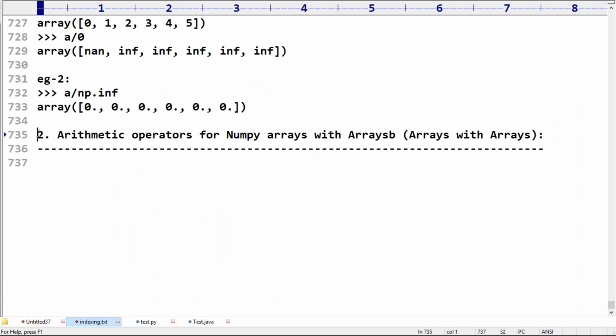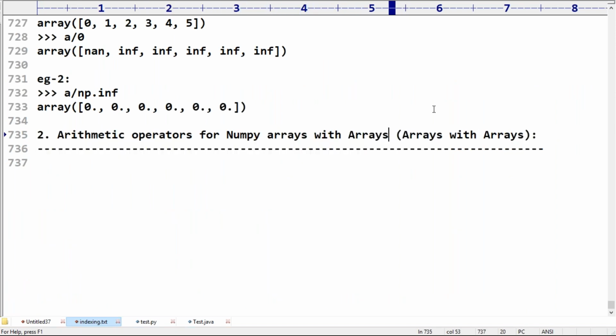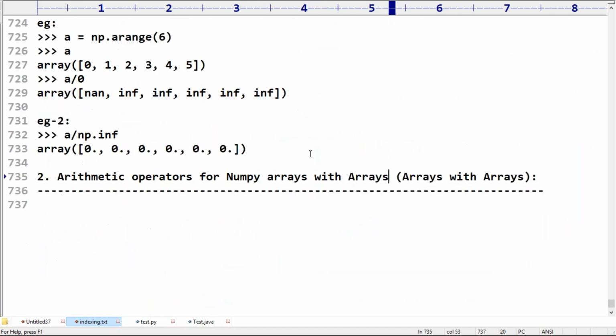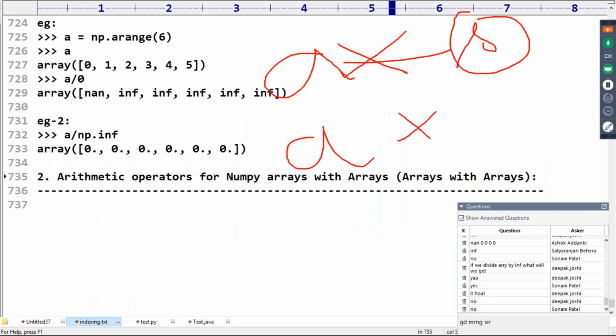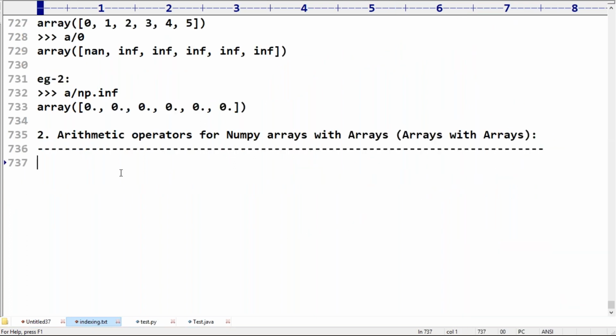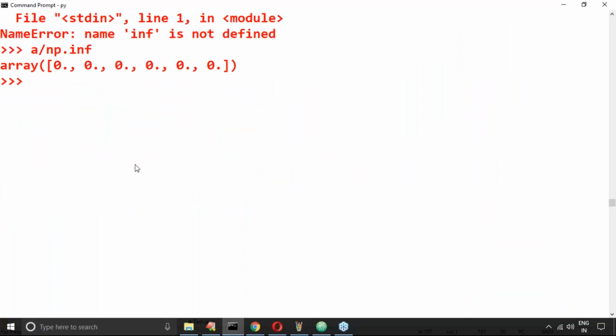Now, arithmetic operators for NumPy arrays with arrays. Arrays with arrays means both are arrays. Sir, earlier we performed an array with a scalar value. But now it is array with array. Sir, both are arrays only. How can we do that? Sir, very simple.